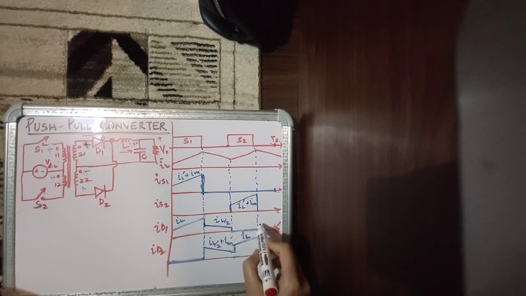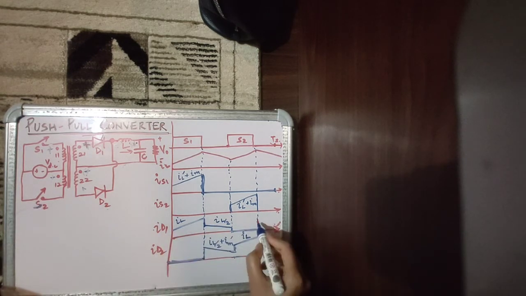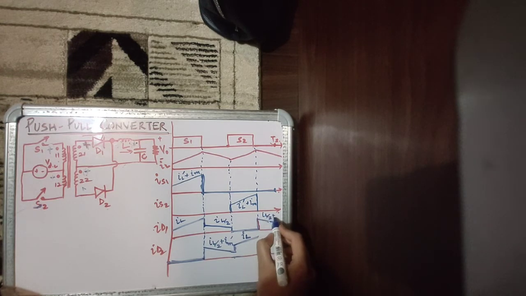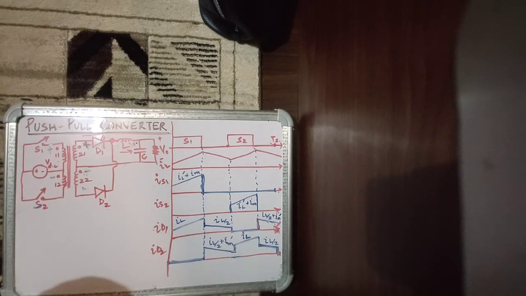D1 is carrying IL by 2 plus IM dash, and D2 is carrying only IL by 2. So if this was IL, now it will carry only IL by 2. Previously, in the previous half cycle, it was taking the magnetizing component of current as well.